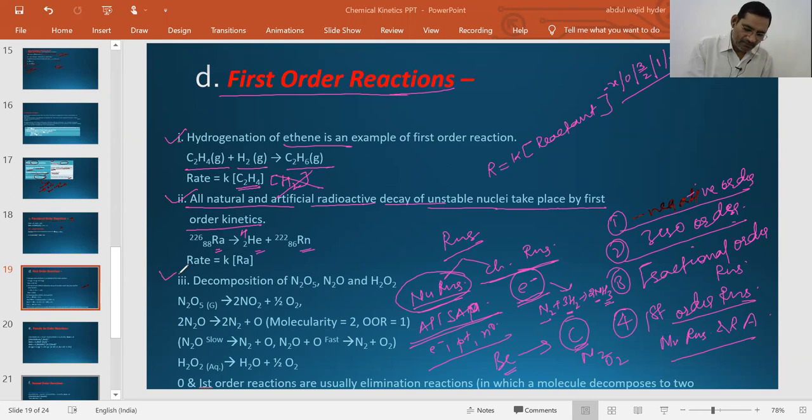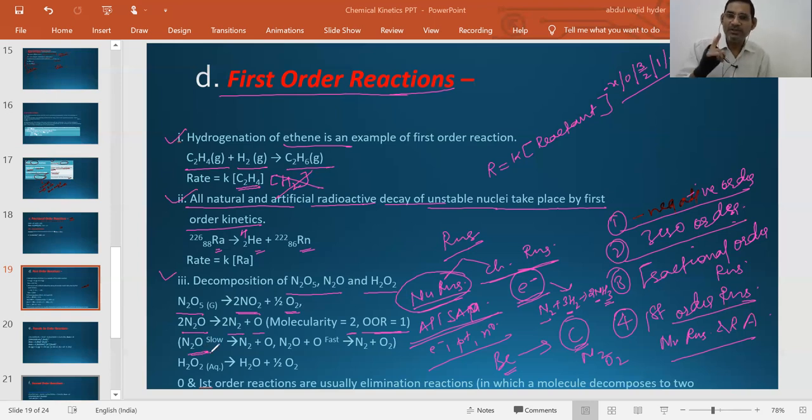Then third, decomposition of N2O5, N2O, and H2O2. Decomposition of N2O5, N2O, and H2O2 are examples of first order reactions. Now see, if there is decomposition of N2O5, that takes place into NO2 and O2. How it happens, in the first step, we should know. In the second case, N2O is changing into N2 and O, molecularity will be 2 and order of reaction will be 1, because in the slowest step, the number of reactant molecules is only 1.